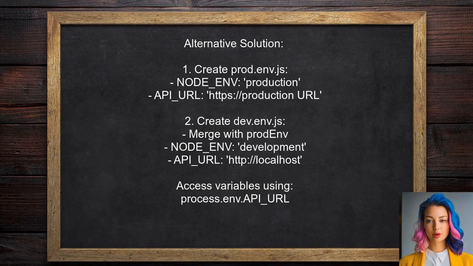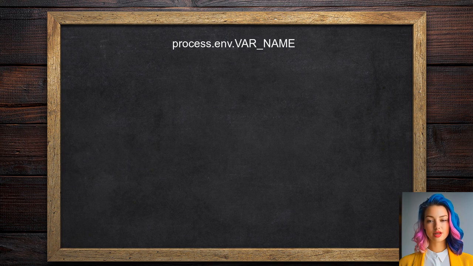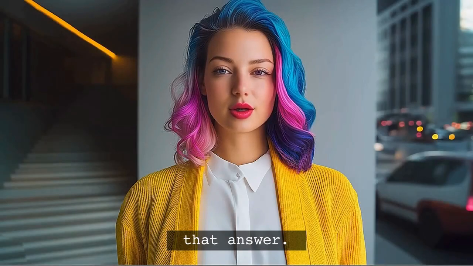An alternative approach shared by another user involves configuring separate environment files for production and development. For production, you can create a file named prod.end.js, where you define your production variables, like the API URL. For development, you can create a dev.js file that merges with the production settings but specifies development variables. That wraps up that answer. Let's move on to another one.